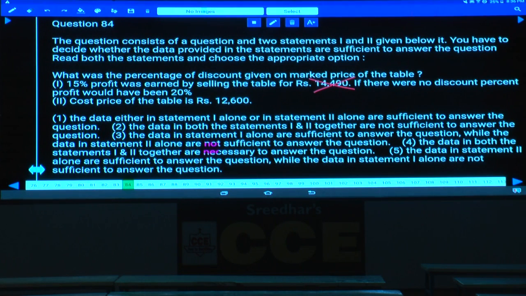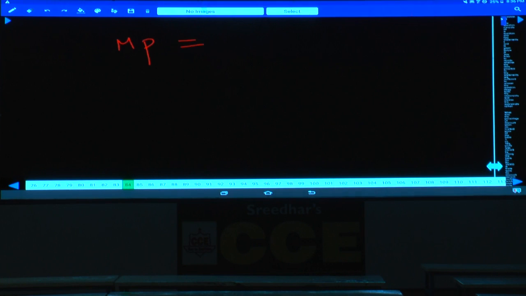15% profit is earned by selling a table for some rupees. I don't care what the number is. 14,490 also I don't want. If there were no discount offered, the percentage of profit would have been 20%. That means market price is equal to 120%, correct? Only if there is no discount offered will you get 120%. If cost price is 100%, and you sell the item at no discount, you will get 120%, thereby gaining 20% profit. Am I right?